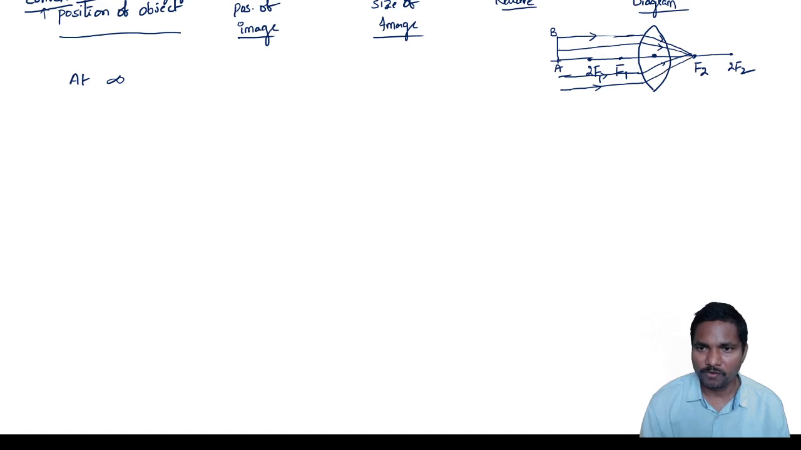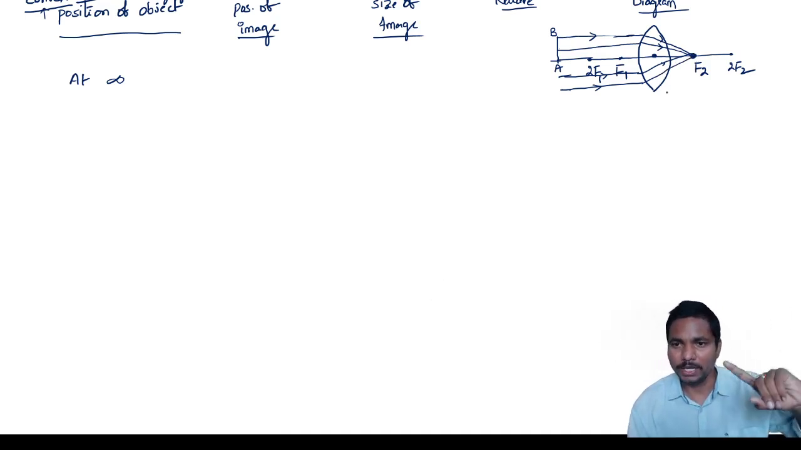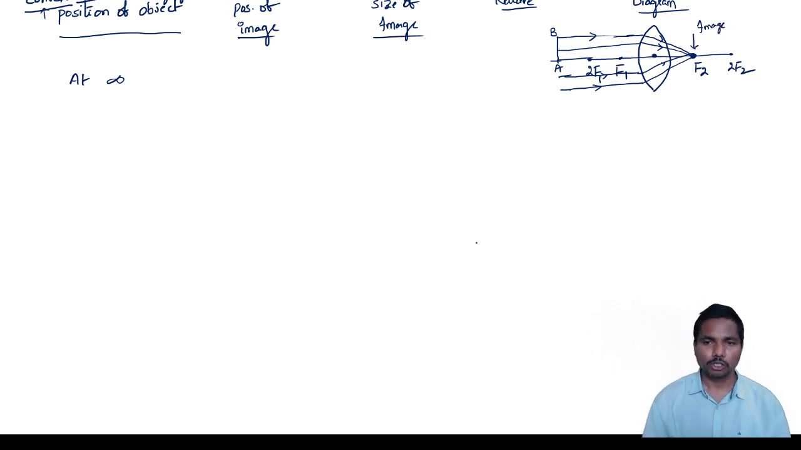So we know very well what the position of the image is wherever the reflected rays meet in mirrors. Here it is the refracted rays. The point wherever the refracted rays meet is the image position. So the image position is formed at focus 2, and it is point size.